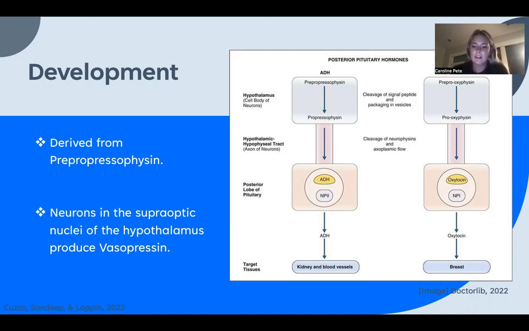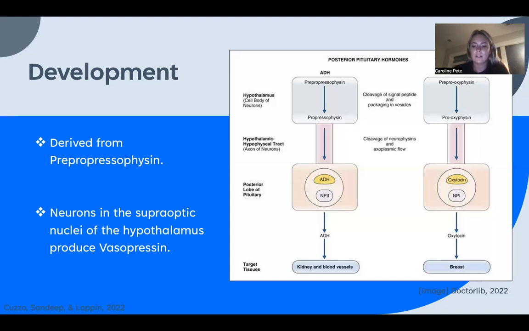There are neurons that have their cell bodies in the supraoptic nuclei of the hypothalamus and are mainly responsible for the production of this hormone. There are also neurons with cell bodies located in the paraventricular nuclei, also known as the main site responsible for oxytocin, that contribute to the production of vasopressin in smaller quantities.